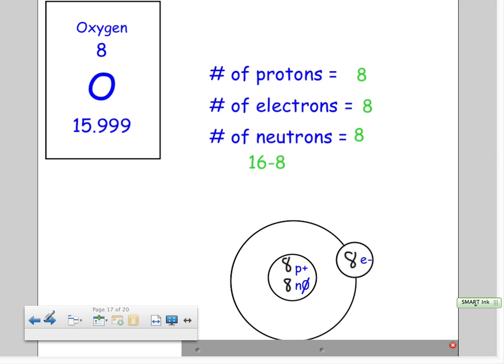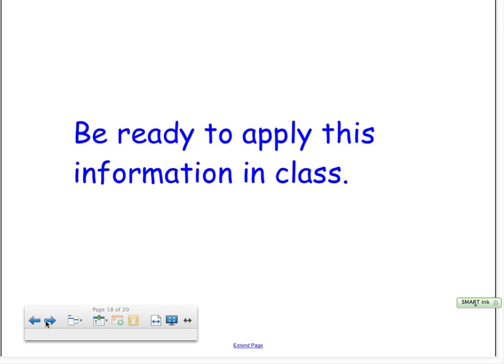Okay, I'm going to give you one more. Oh, I think we're done. Okay, so be ready to apply this information in class, and make sure you watch this over again if you're confused, or if you wish, you can go ahead and start practicing by using your periodic table of elements and seeing if you can figure out how many particles there are.